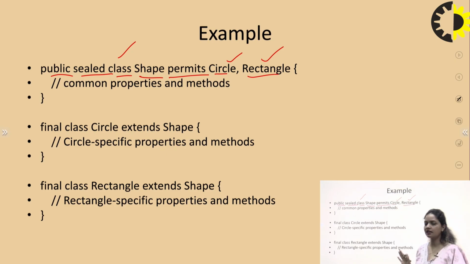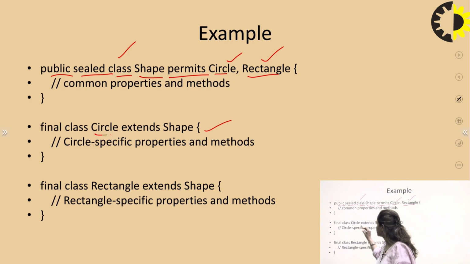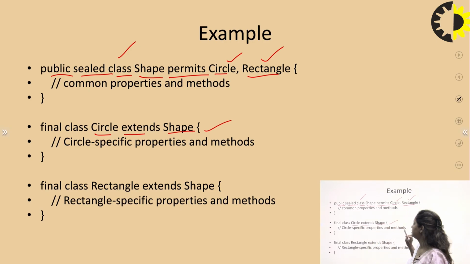So no other class is capable of extending it. Why? Because it is a sealed class. It has a limited scope. So here, we are using the circle class, which is extending shape. It is allowed to extend it, and another class, rectangle, is also allowed to extend this shape class.